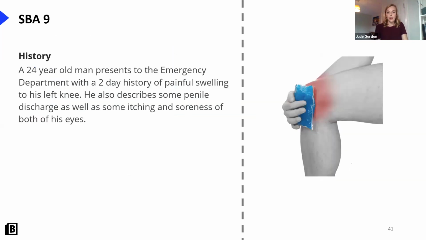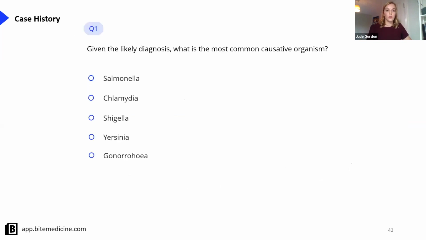Okay, so we're on to our last case now. This one is a 24-year-old man who presents to the emergency department with a 2-day history of painful swelling to his left knee. He also describes some penile discharge, as well as some itching and soreness of both of his eyes. Given the likely diagnosis here, what's the most common causative organism?